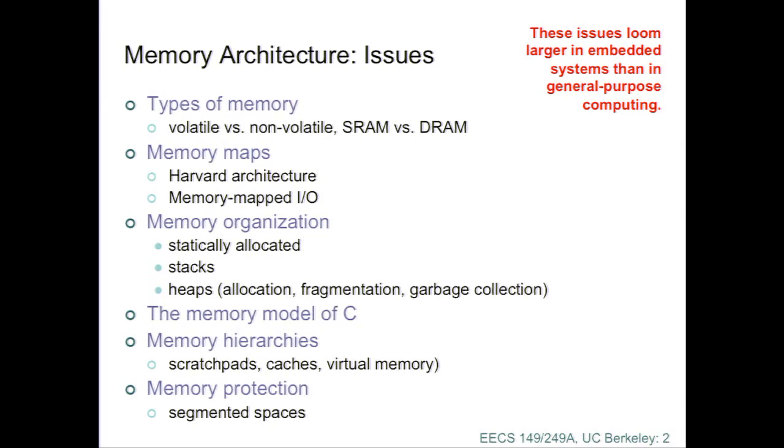How memory is organized. So in particular, when you run a program, are your variables being stored at a location that the compiler decides that's just fixed for the whole duration of the execution of the program? We call that statically allocated memory. Or does the variable live only in memory for the duration of a procedure call?